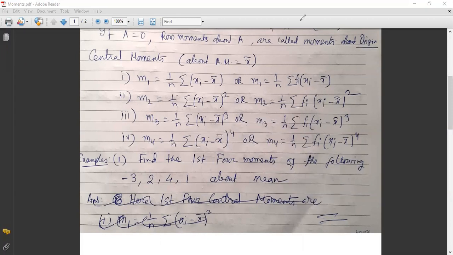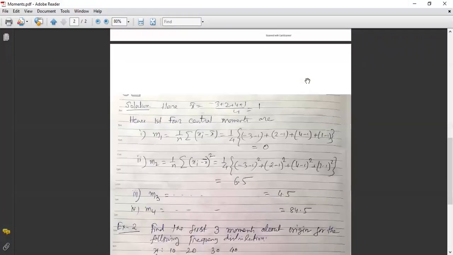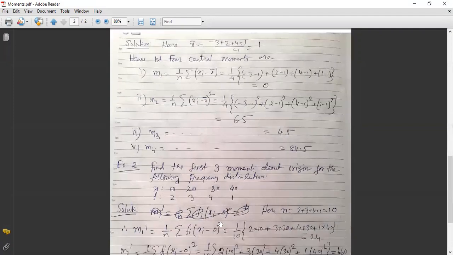Similarly, now see this calculation. See this calculation solution. Remember that there are 4 terms. Write them down: -3, 2, 4 and 1. There are 4 terms in there.